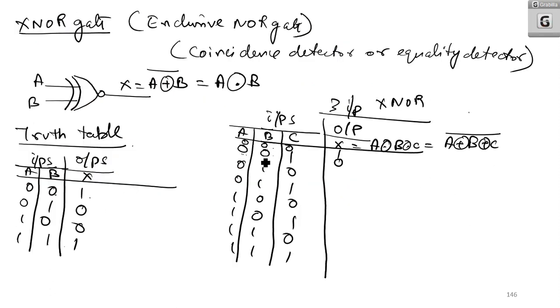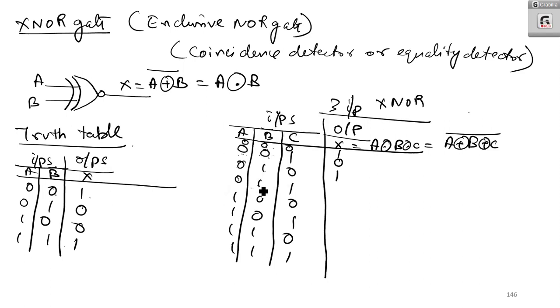Next one is A XOR 0 XOR 0. 0 XOR 0 is 0. Then 0 XOR 1 is 1. 1 bar is 0. 0 XOR 1 is 1. 1 XOR 0 is 0. 0 whole bar is 1. 0 XOR 1 is 1.